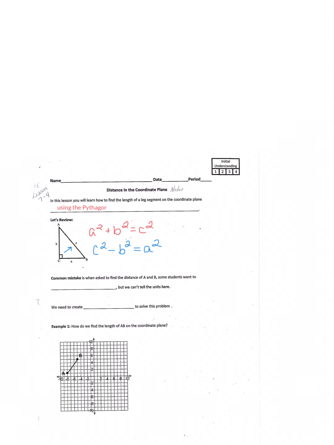A common mistake is when asked to find the distance of A and B, some students want to count, but we can't tell the units based on counting. What we need to do is set up a right triangle and then use the Pythagorean theorem to solve the problem. Let's look at the first example.